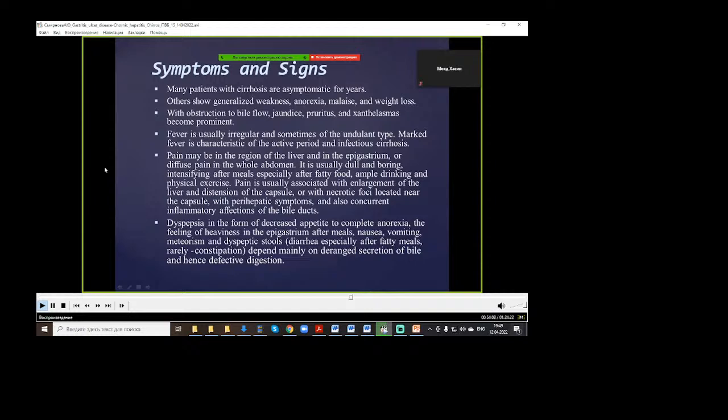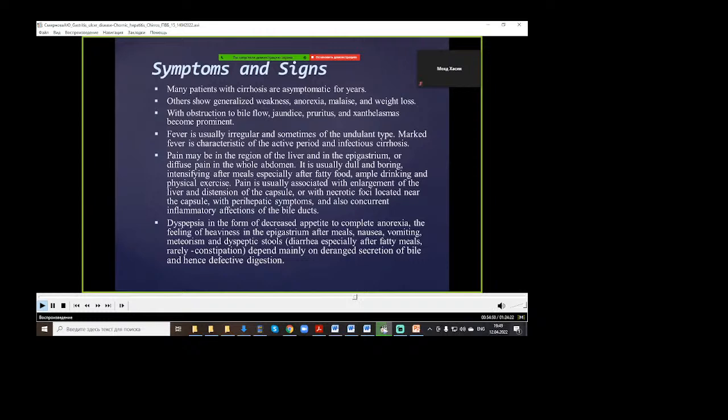Many patients with cirrhosis may be asymptomatic for many years. Others show generalized weakness, anorexia, malaise, weight loss. With obstruction to bile flow, jaundice, pruritus, and xanthelasmas become prominent. Fever is usually irregular, and sometimes of the indolent type. Marked fever is characteristic of the active period of infectious cirrhosis.